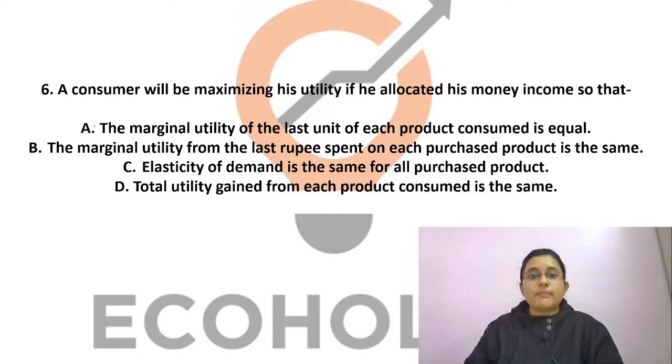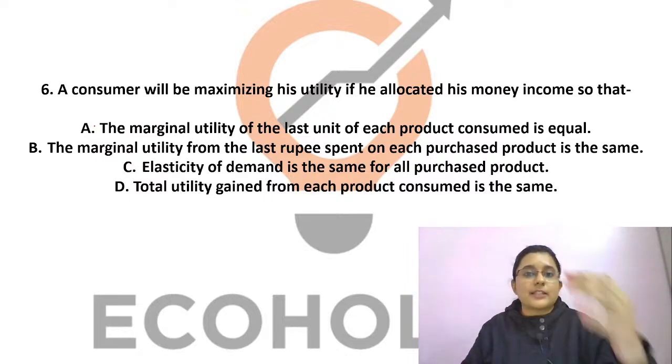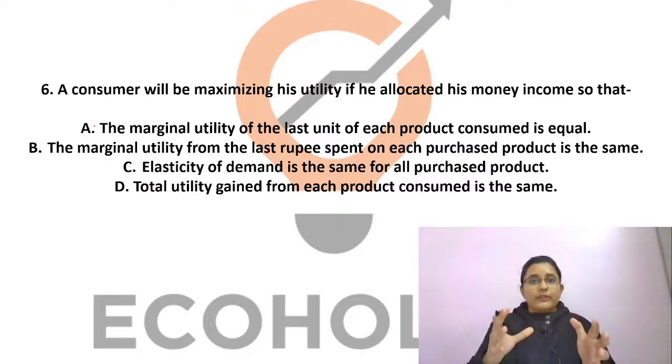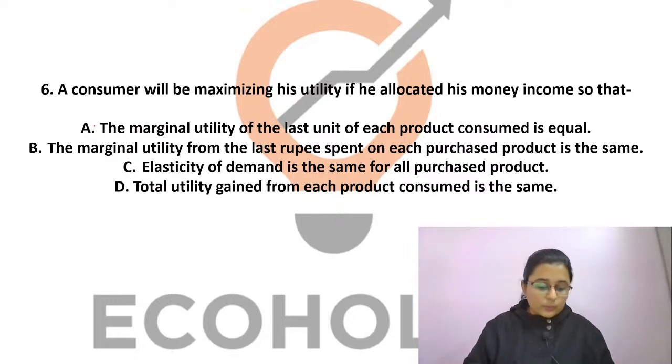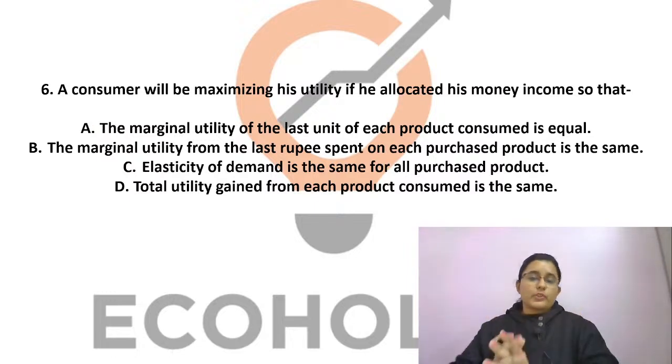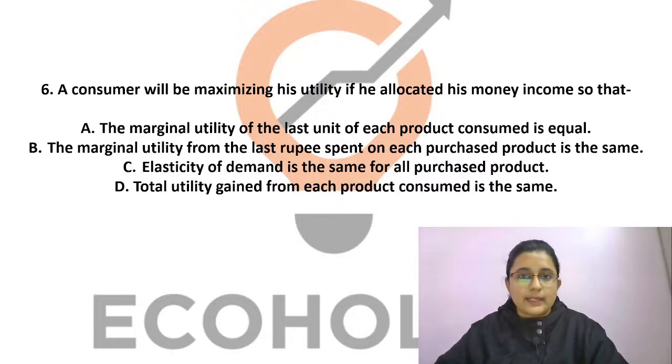A consumer will be maximizing his utility. So we are talking about utility maximization for a consumer, if he allocates his money income in such a manner. So what can be the right answer of this question? This is from the utility portion of consumer behavior analysis, and it's a very interesting part. So please tell me what should be the right answer. I am waiting for your reply in the chat box.